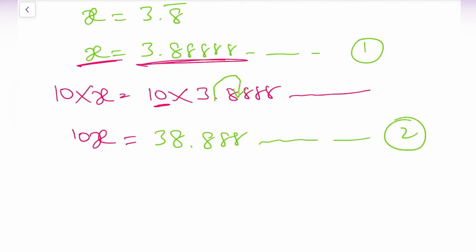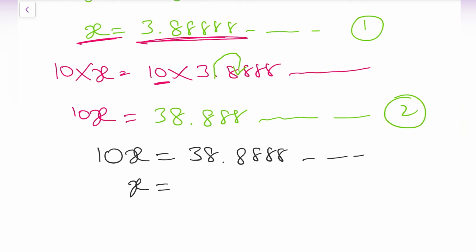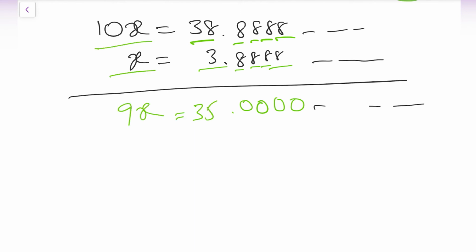Now equation number 2 and equation number 1 we need to do subtraction. Equation number 2 is 10x is equal to 38.888 and so on, and equation number 1 is x is equal to, under the decimal we need to keep decimal only, so 3.88888 and so on. If you do subtraction of these two, and so on will be as usual. 8 minus 8 is 0, 8 minus 8 is 0, 8 minus 8 is 0, here 8 minus 8 is 0 dot, 38 minus 3 is 35, which is equal to 10x minus x, 9x.